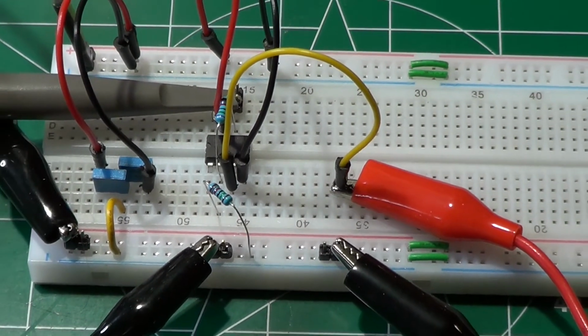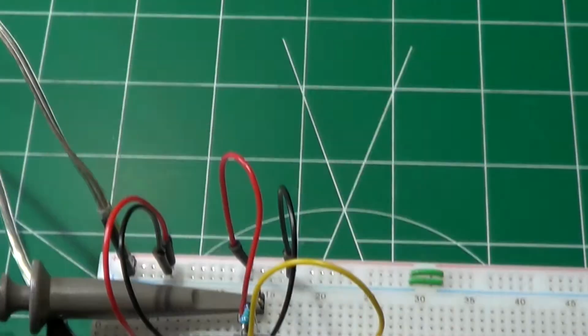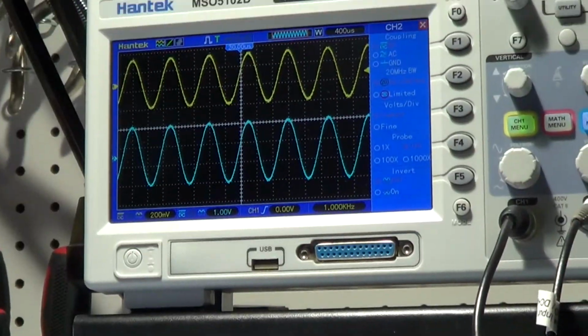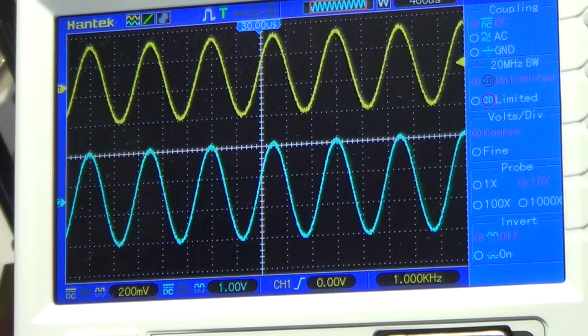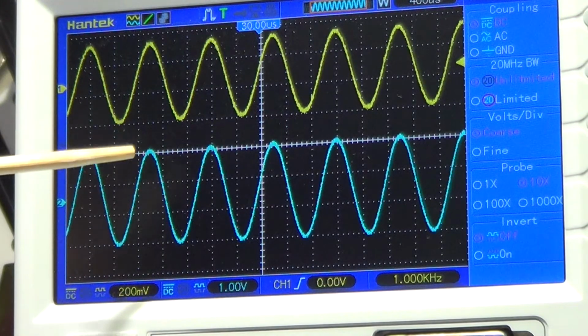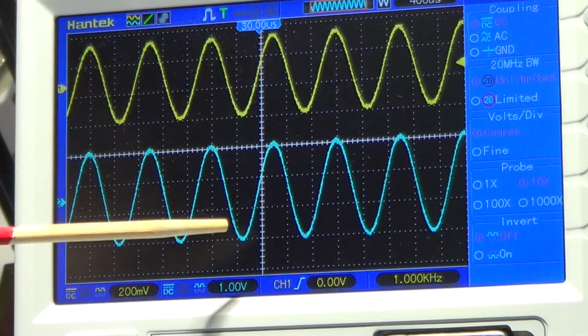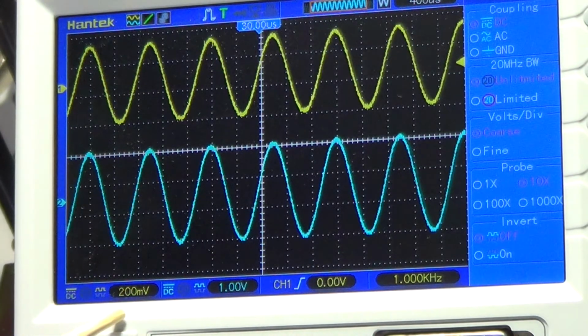So here is the circuit on the breadboard, same input sine wave, and the oscilloscope here shows the same quantities as before, the input signal in yellow and the output signal in blue. Note how the output signal now has the same phase and how its peak-to-peak value is now 3 volts instead of 2.5.